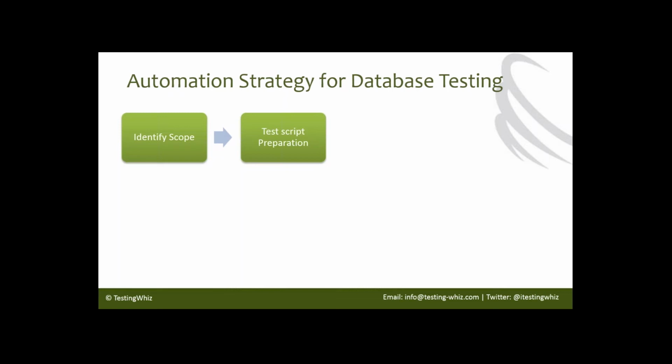We list down risk severity on a scale of, say, 1 to 5 and prepare a risk-based testing matrix, which is a basis for test automation. Now, moving ahead, after identifying scope, we go ahead with test script preparations.